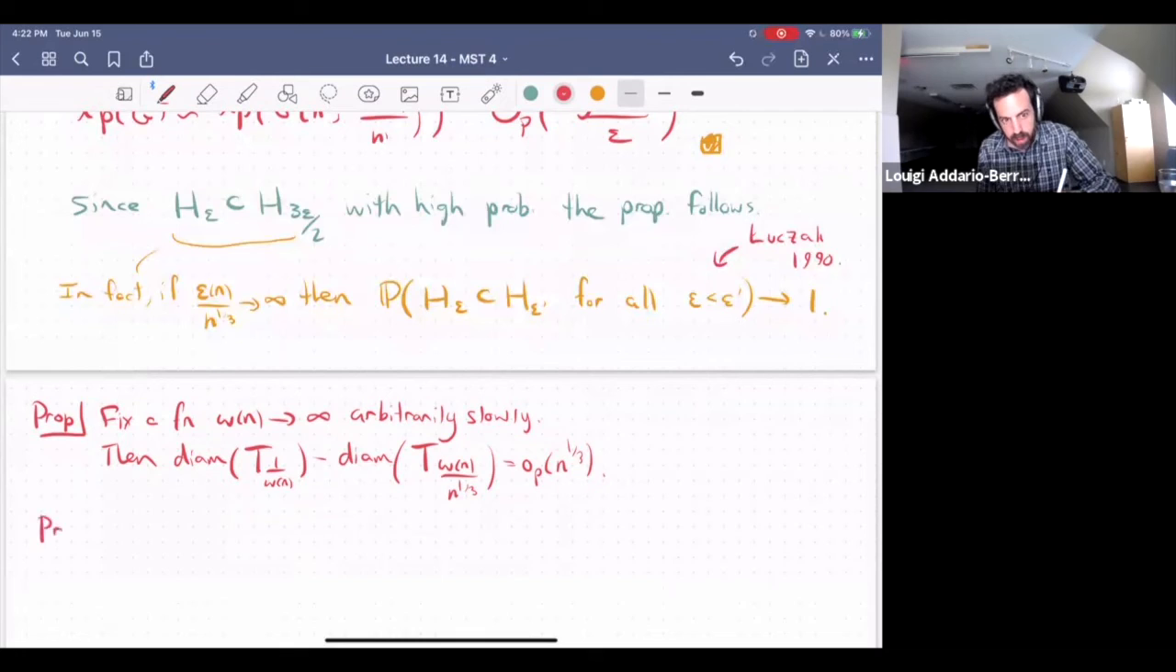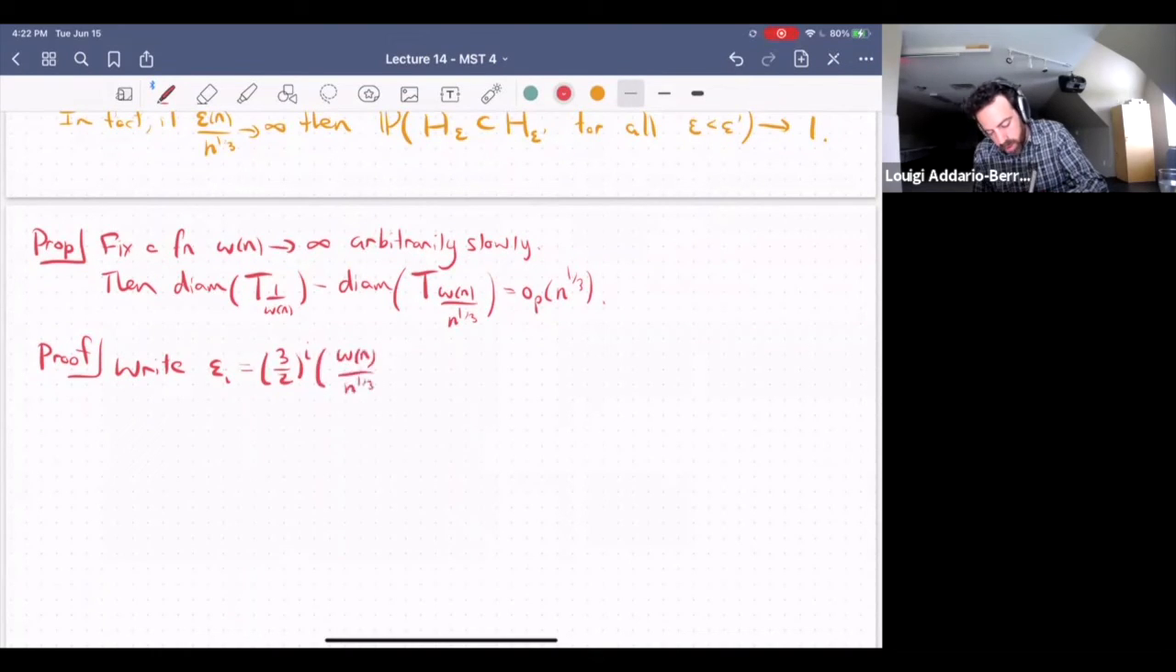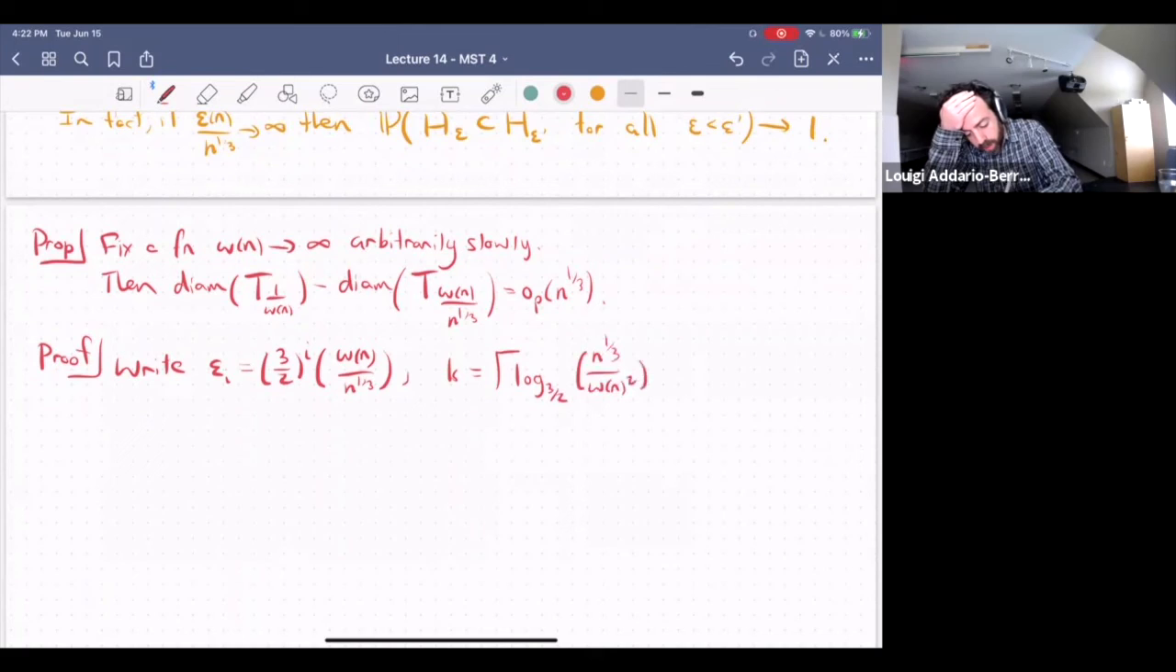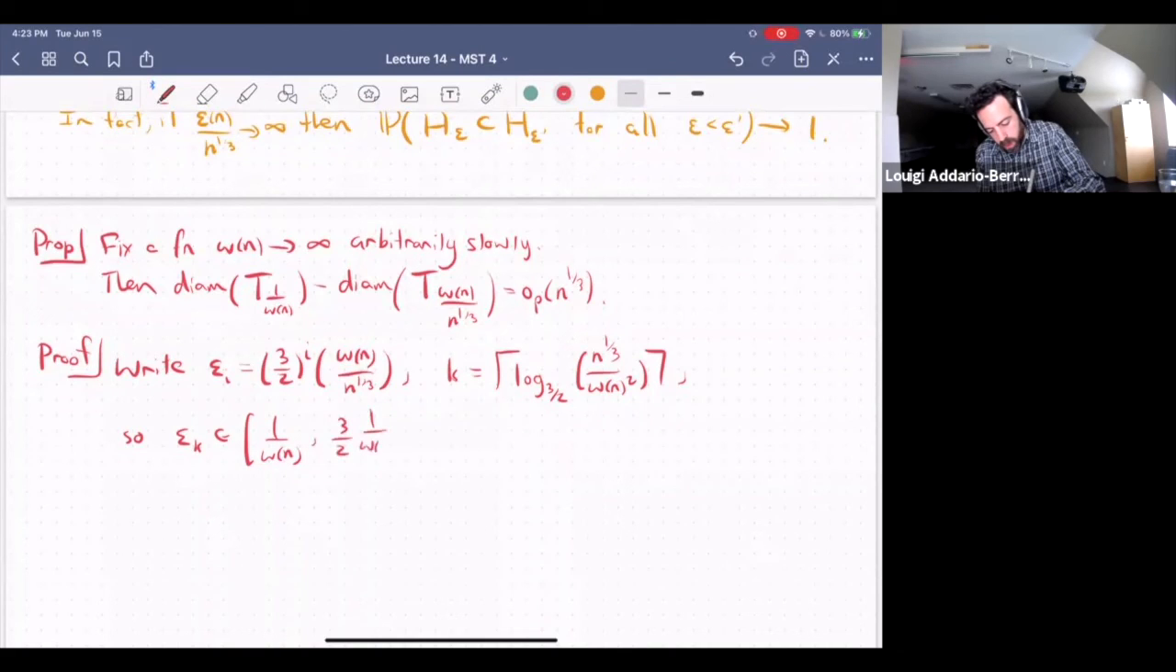Okay, so to prove this, we'll just take a sequence of steps. So let epsilon I be 3/2 to the I times the starting value omega n over n to the third. Okay, and how many steps do we need? Well, log base 3/2 of n to the third over omega squared, because that's the ratio of these two terms. Then the last epsilon is somewhere between 1 on omega n and 3/2 on omega n, right? So it's basically where we're targeting here.